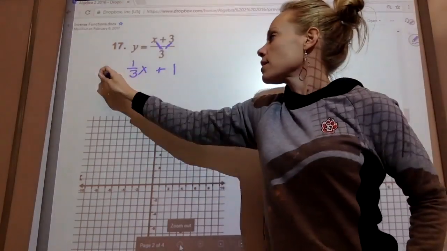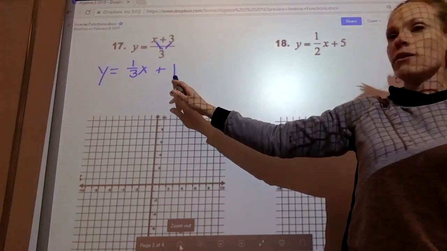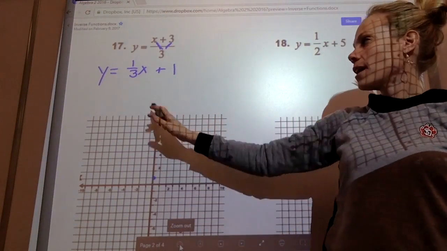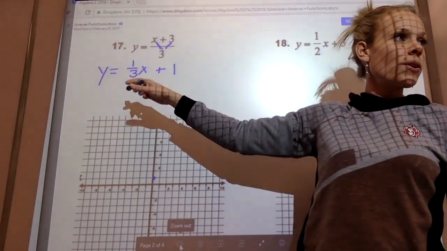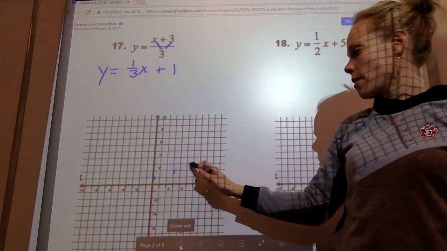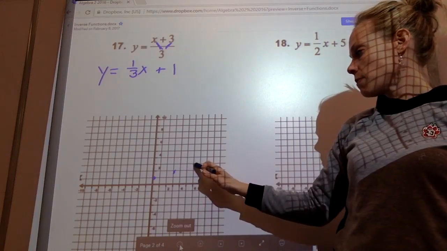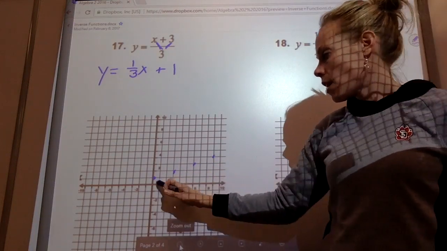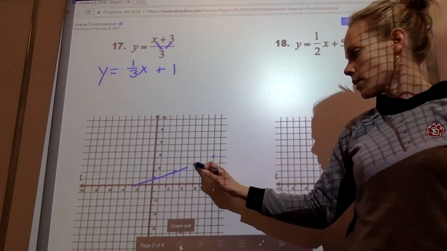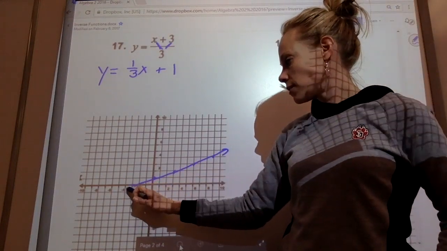So to graph this, I do the y-intercept first, plus 1. And then from there, I'm going to do the slope, which is 1/3. That means up 1 over 3. So I go up 1 over 3, and I can keep going a couple times. I can go down 1 left 3 to reverse it. And there's my linear function.